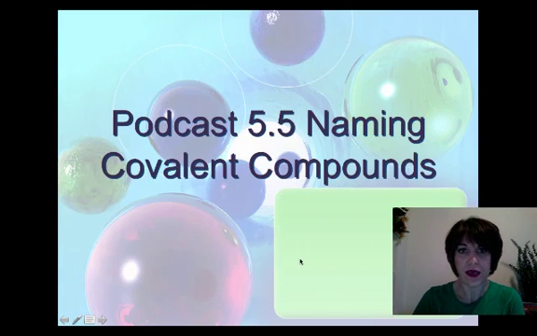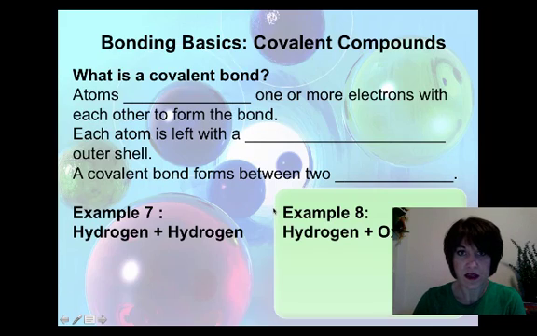This is Miss Gray, and today we get to work on naming covalent compounds. In our last couple of sections we've been working on the naming of ionic compounds, so now we're going to look at the type of bond that forms when atoms share one or more electrons with each other to form the bond, rather than transferring the electrons.